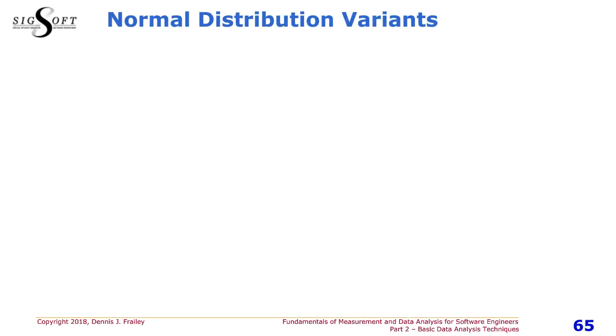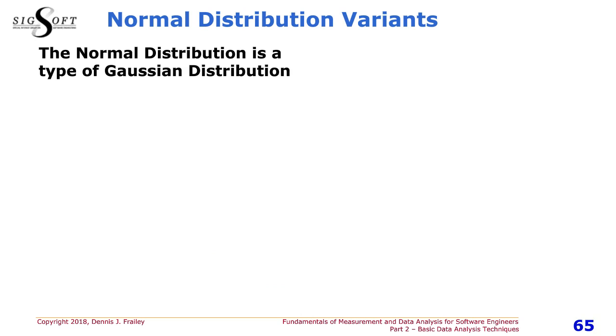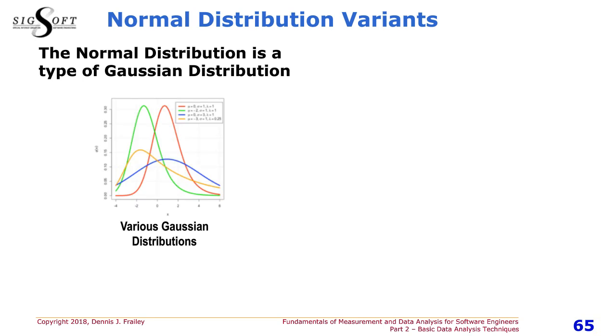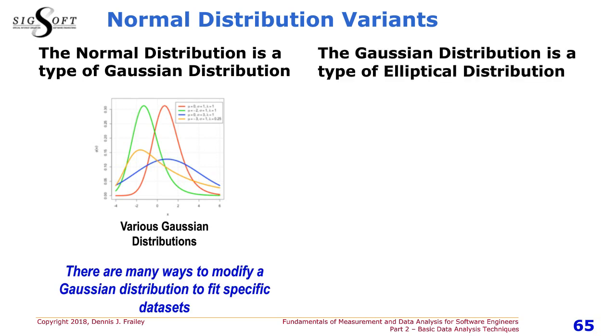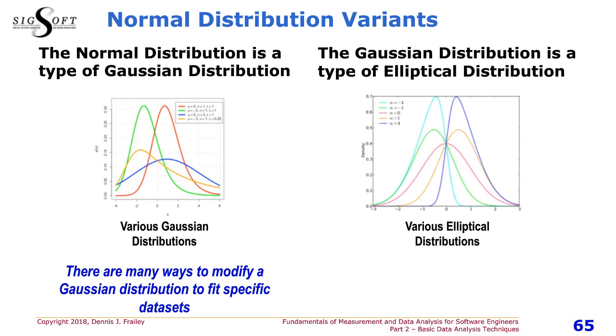Now, before we wrap up for today's webinar, I want to talk just a little bit about, for those of you who have some mathematical background, the normal distribution is a type of Gaussian distribution. Here are some examples of Gaussian distributions, and you'll notice one of them is the normal one, the red one. A Gaussian distribution is a subset of an even larger set called elliptical distributions, and those are some examples of elliptical, and you'll notice again the red one is a normal distribution. So for those of you with a mathematical bent, that's a little bit of background.